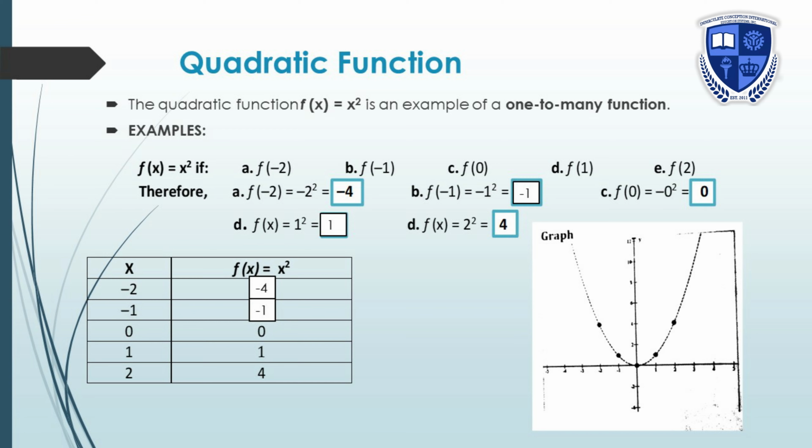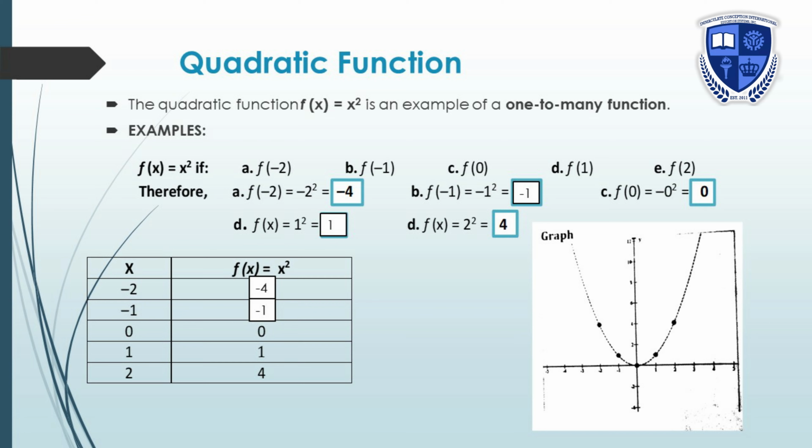Letter A, negative 2 squared equal 4. So kung mapapansin niyo po class, ang ating negative 2, yan po ay nasa x. Then yung answer po niya na 4 ay nasa y. Letter B, negative 1 squared is equal to 1. So kung mapapansin niyo po class, yung ating value para sa x ay nasa x-axis, then yung ating answer na 1 ay nasa y-axis.